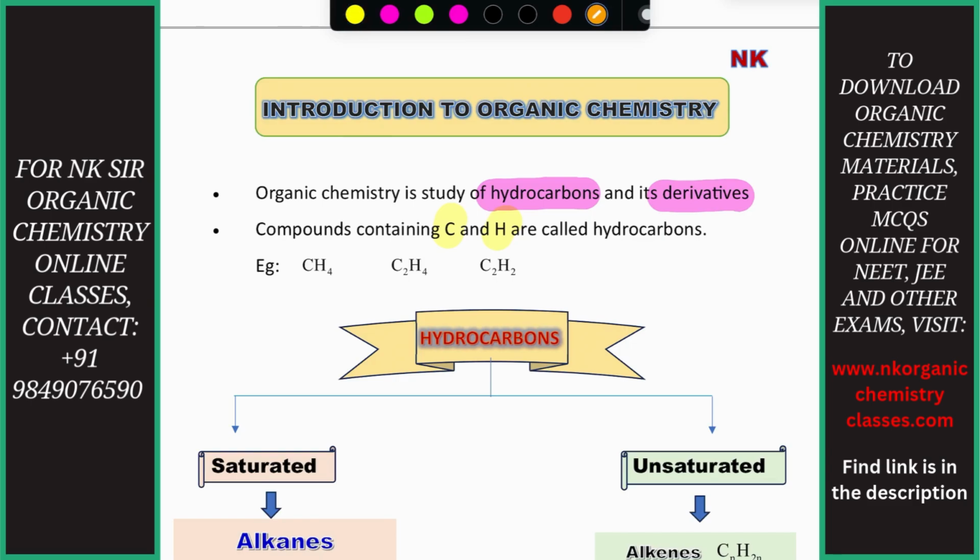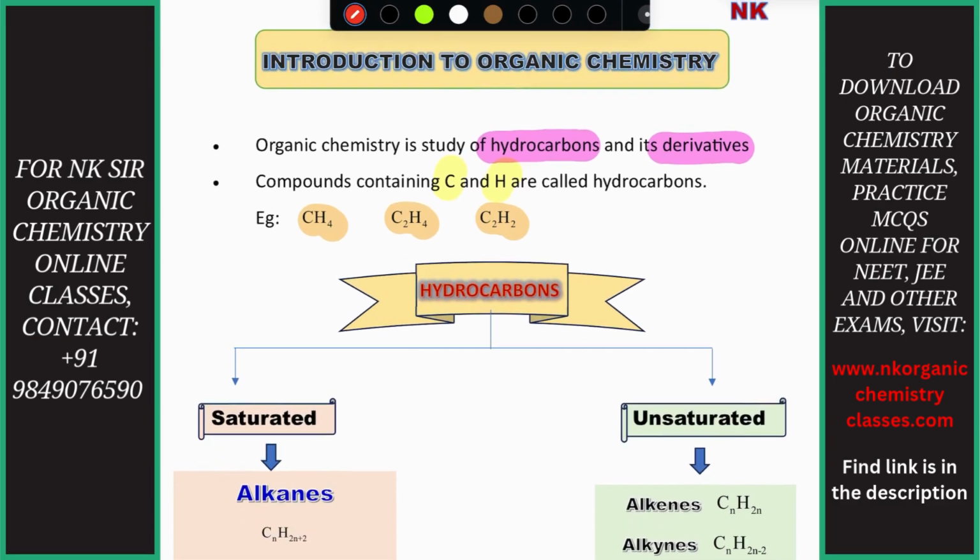Now, for example, see clearly here, this is one hydrocarbon, and here this is one hydrocarbon, and even here also one hydrocarbon. So now a question arises: in the periodic table many elements are there, then why is carbon associated only with hydrogen? There is a reason. What is the reason?